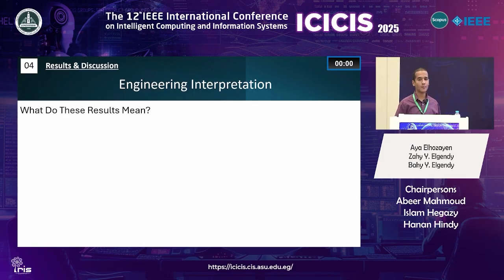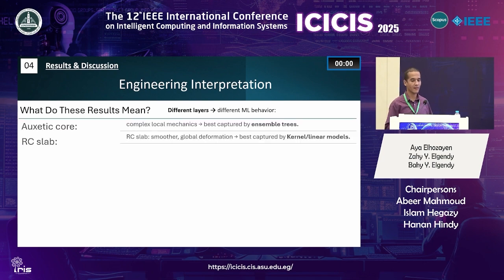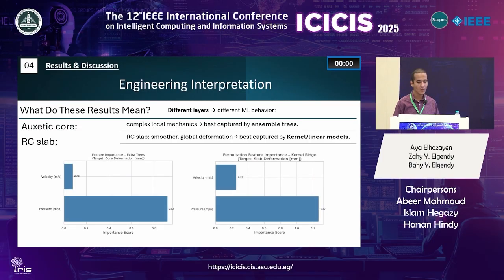So interpreting our results, different layers have different behavior. The auxiliary core has a complex local mechanics with highly nonlinear behavior, which is best captured by the ensemble trees, in opposition to the RC slab, which has a global deformation best captured by the kernel or linear models. We can see in both the core deformation and the slab deformation that the pressure is the dominant factor affecting the deformation.